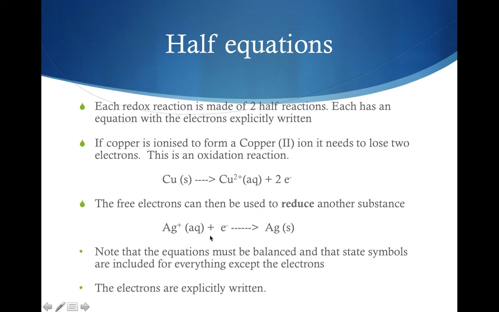Notice here that we have to have a balanced equation. So everything has to be balanced, including the charge. So this has a 2+ charge, here we've got 2 negative charge, so that gives a charge on this side of 0, which is the same as that side.